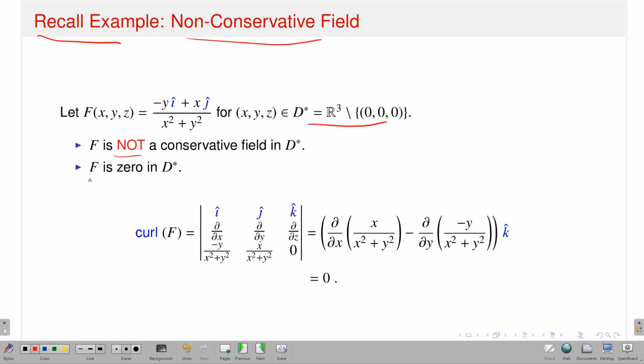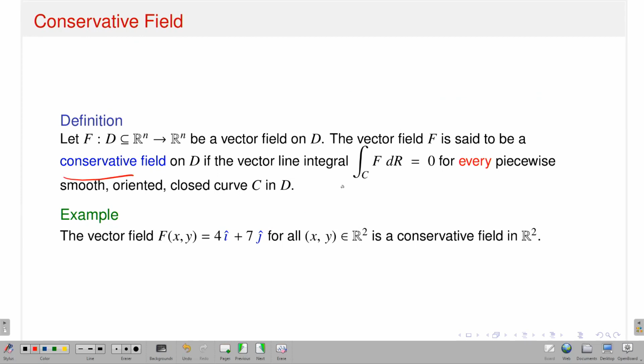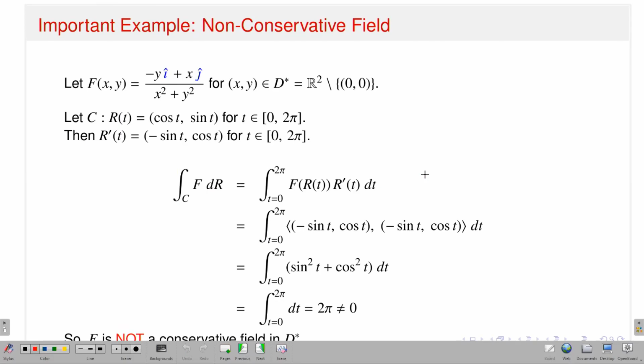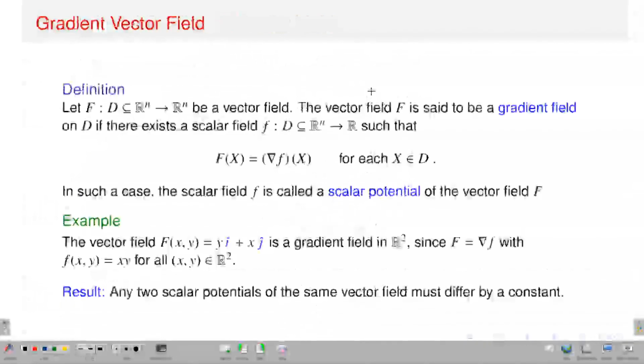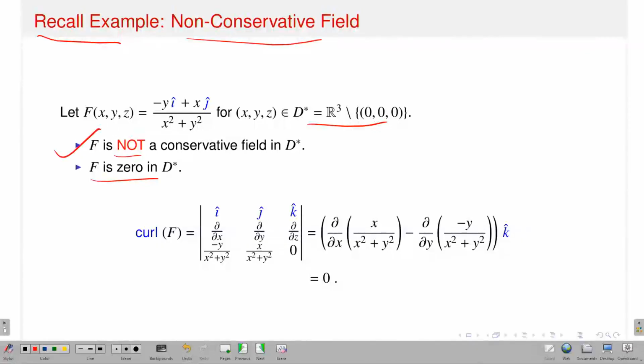However, curl of F is actually 0. Let me just go back. Conservative means that for every piecewise smooth oriented closed curve, the vector line integral should be 0. Now look at this one. Of course, it is in two variables, but there is one more, R3 to R3. You do the same process and you will see that this vector line integral is 2 pi, which is non-zero. That means it is not conservative in that domain. Here I am in R2, there I am talking about R3 minus the origin, but the same calculation will work, do not worry. So the first observation is that F is not a conservative vector field in my domain D star.